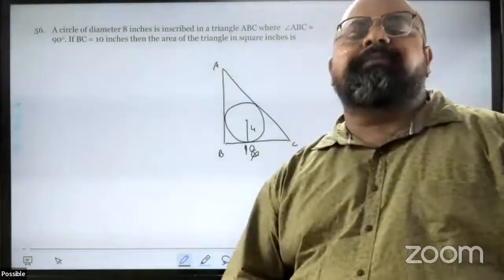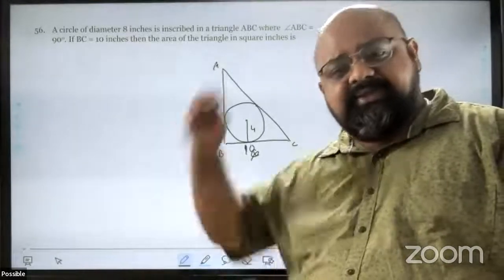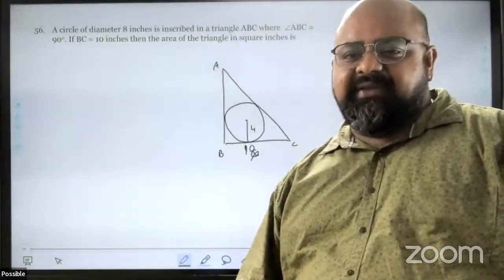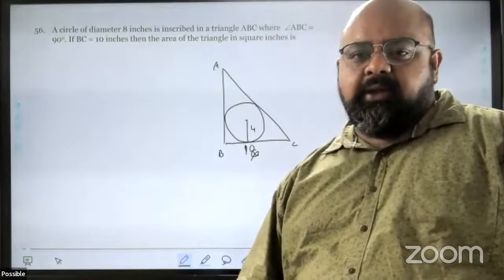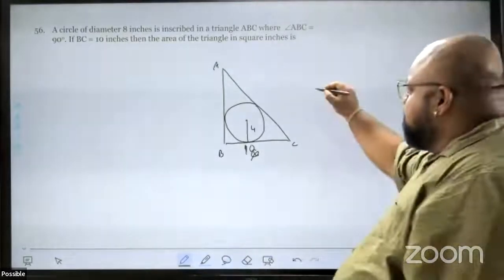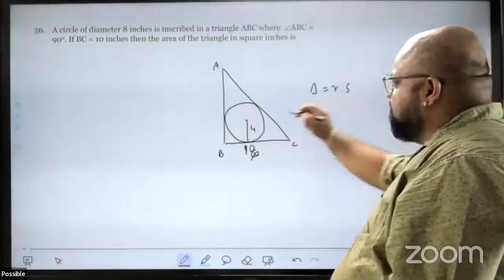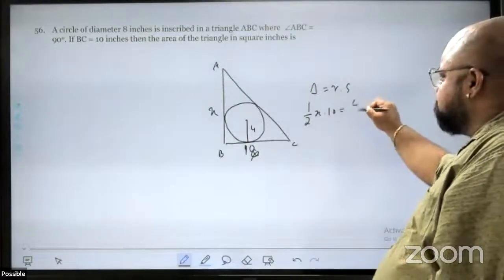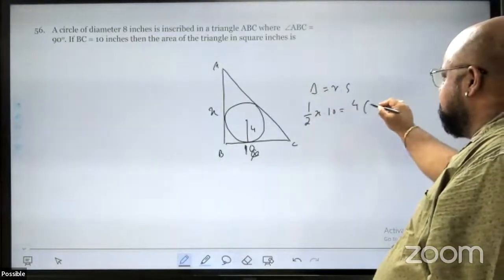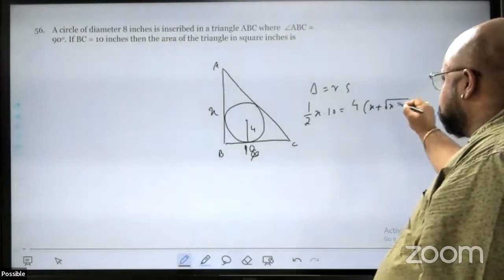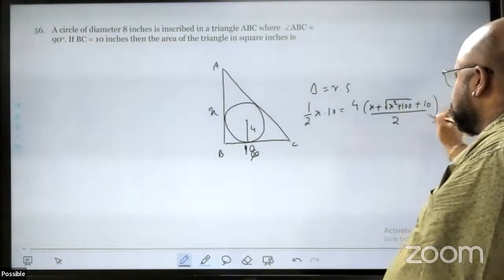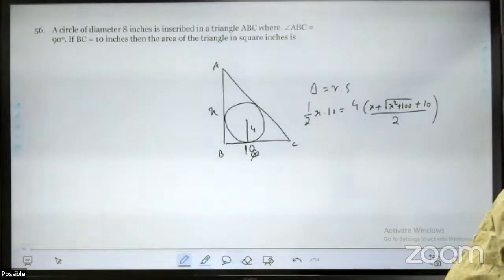Again, we know that as far as the inradius is concerned, area of a triangle is equal to inradius into semi-perimeter. If I take AB as x, I will have AC in terms of x, and from there I can try and solve. So area of the triangle is equal to inradius into semi-perimeter. If this length is x, area will be half into x into 10. This will be inradius, which is 4 because the diameter was 8, into semi-perimeter, which is x plus root of x square plus 100 plus 10 upon 2. So I have an equation in x which I can solve to hopefully get the answer.